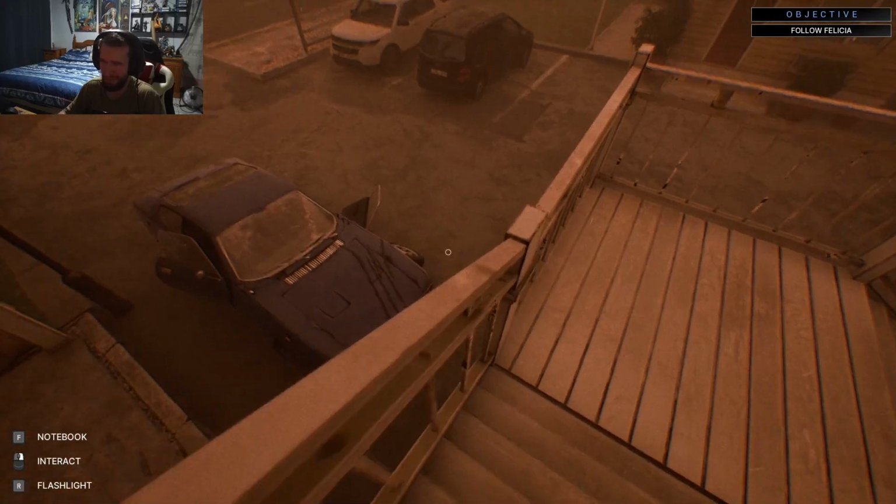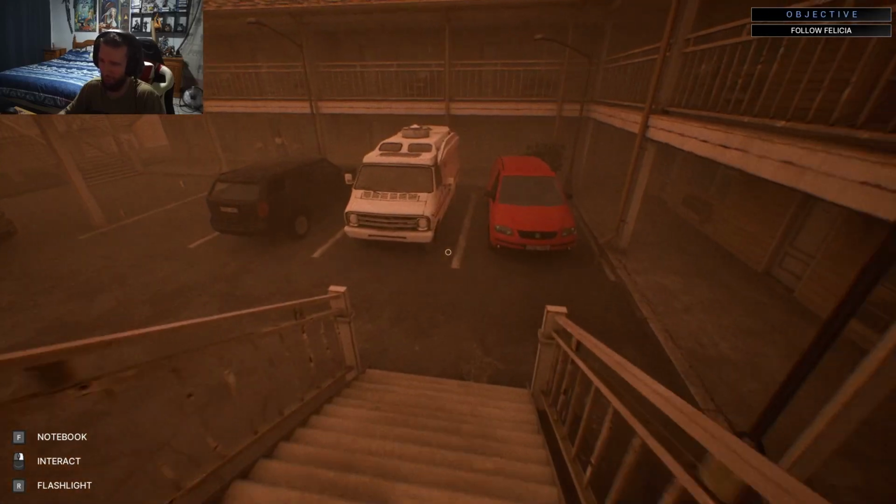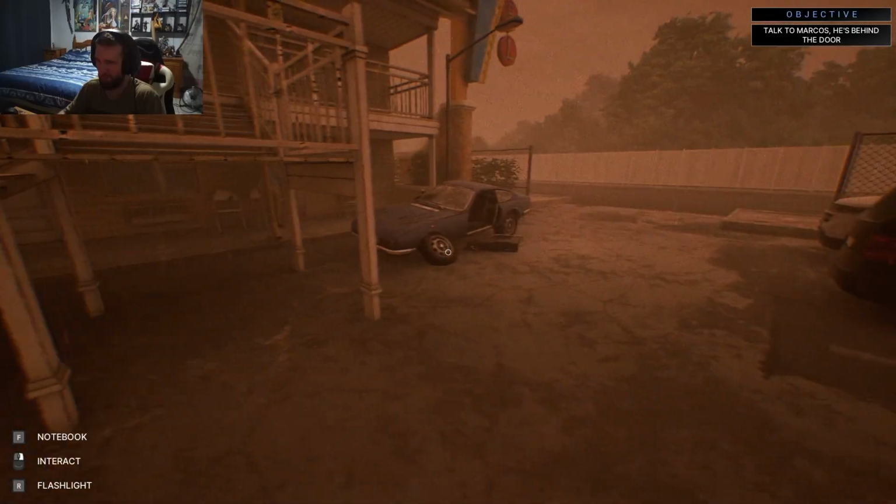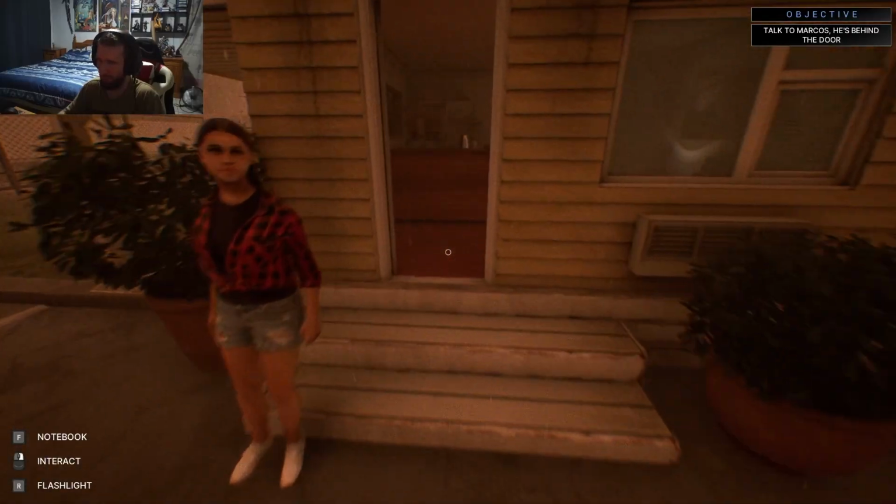Oh, I can see there's some shit that's already happened to that car. Bro, like something jumped on it. And this looks like claw marks all over it.